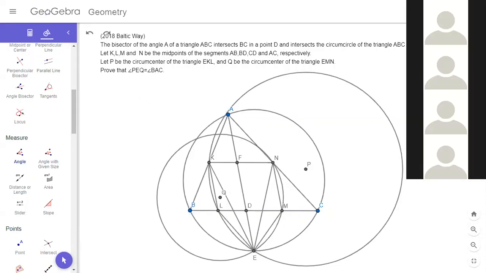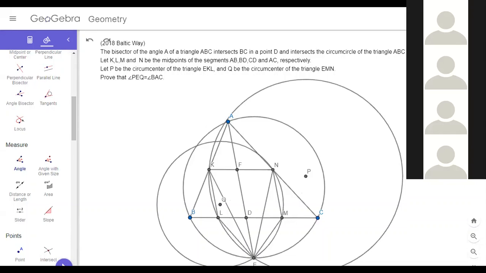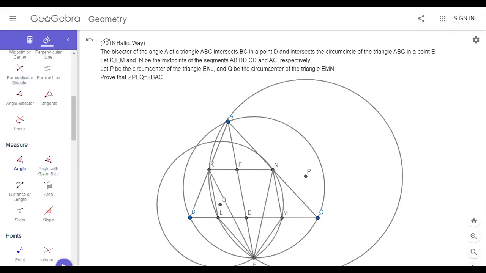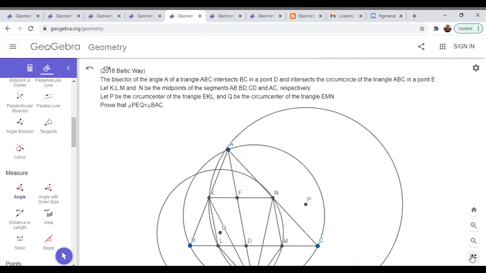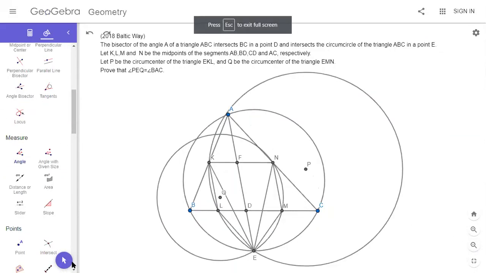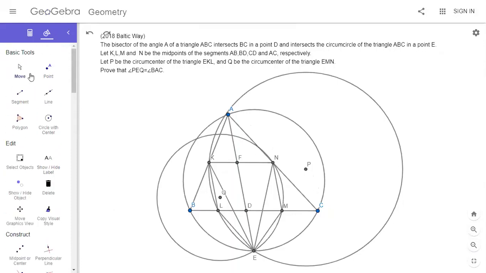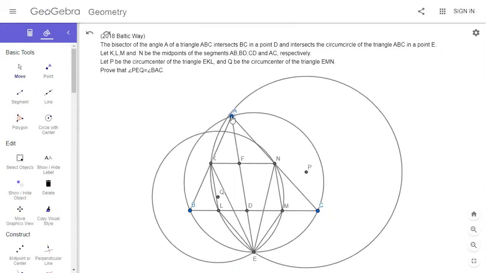I think Urijan had an idea. Hold on one sec, let me check. Urijan, if you have an idea, feel free to let us know. I think I saw you raise your hand. Yeah, it almost looks like A lies on one of the circles here.